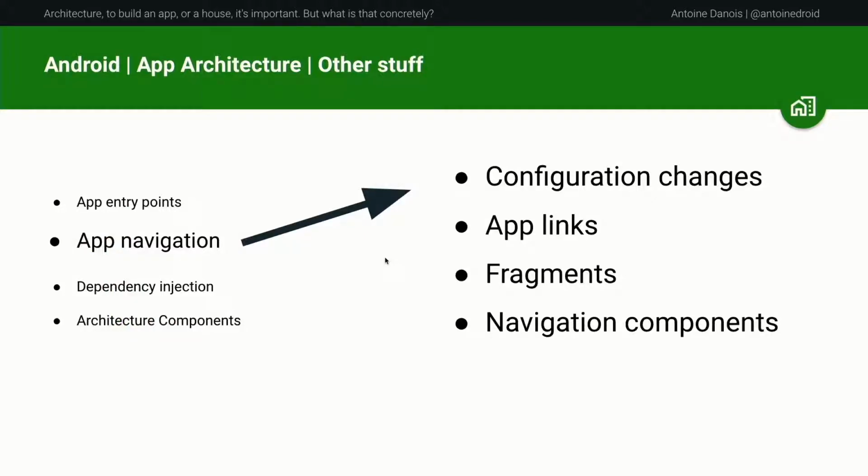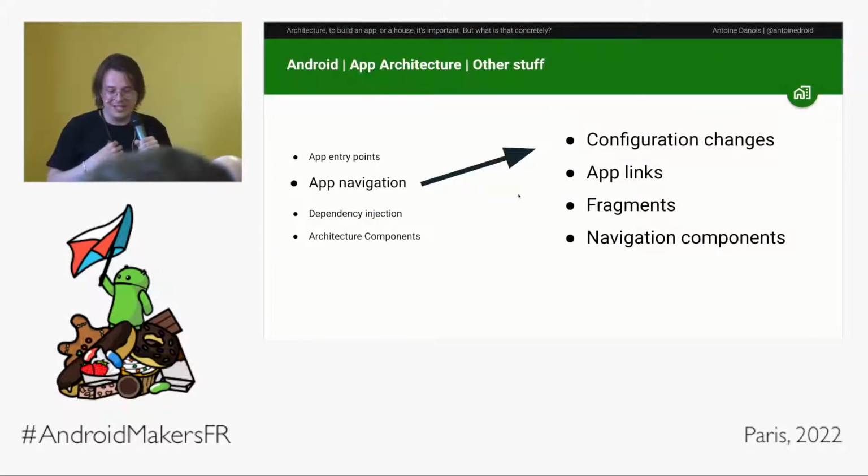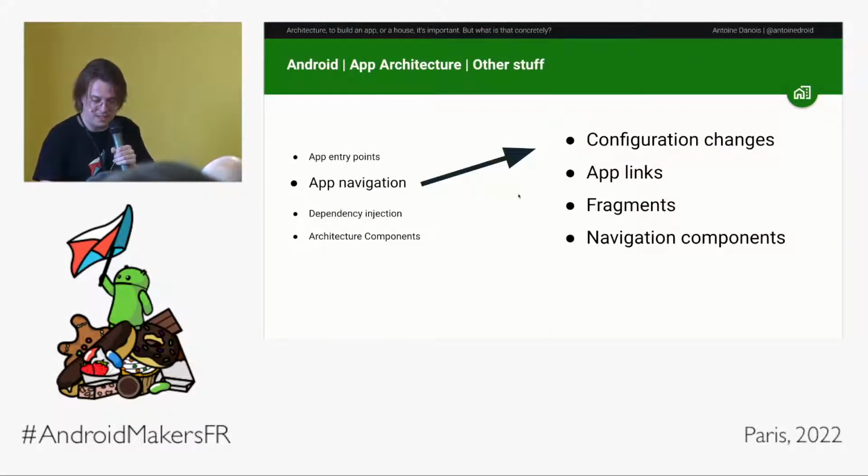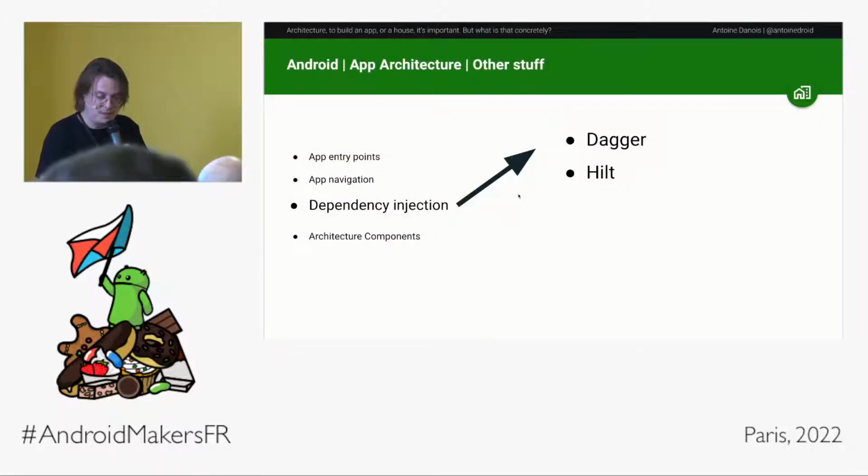The app links, also the fragment navigation components. All of that kind of stuff is helping you to build a really good architecture. Also the dependency injection, Dagger or Hilt. I'm not going to talk a lot about dependency injection, but it's really helpful to have your different layers communicating between them. For example, your repositories, if you want them to be used anywhere, it's really helpful, even if it can be a bit hard to understand at the beginning.